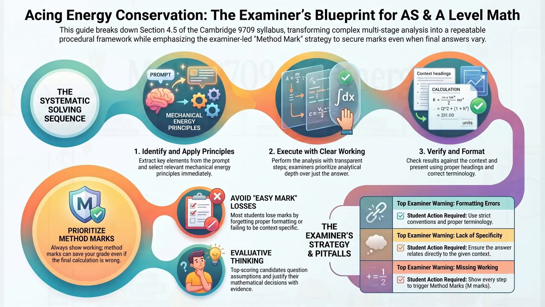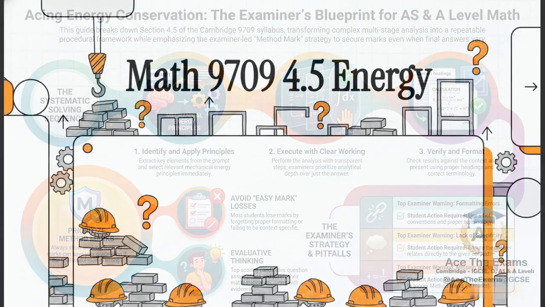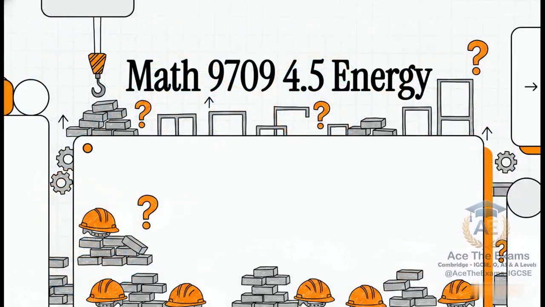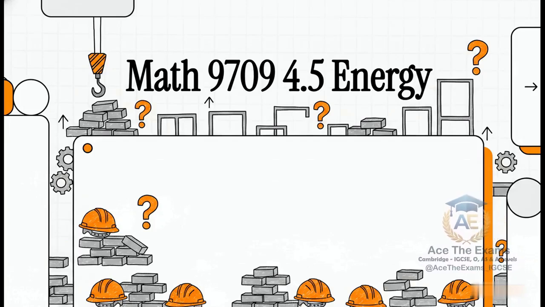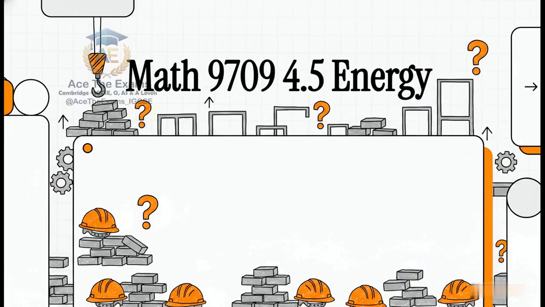As the chief architect of today's session, I am absolutely thrilled to welcome you to our high-rise exam construction workshop. Today, we're putting on our hard hats to tackle a famously tricky module, Cambridge Mathematics 9709. Specifically, we're zooming in on section 4.5. That is the exact, precise point where kinetic energy, potential energy, and work done all collide.